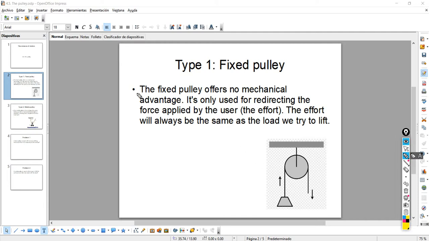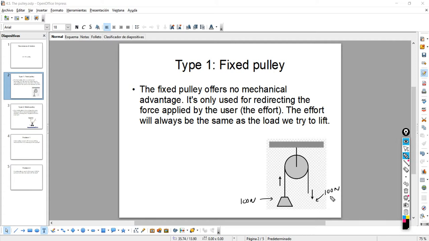Okay, so let's read, guys. The fixed pulley offers no mechanical advantage. This type of pulley doesn't give you any mechanical advantage. What does that mean? It means that, for example, let's suppose this load has a weight of 100 newtons. Then the force that the user is going to have to apply on this other extreme of the rope will have to be also 100 newtons.